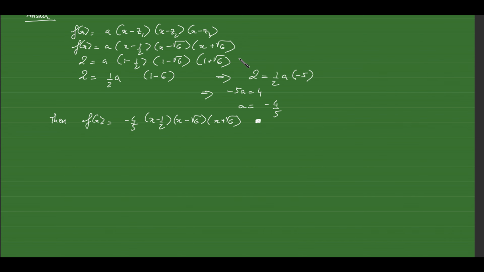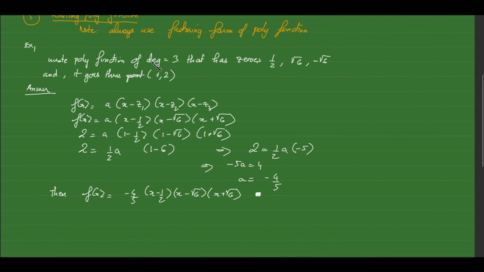Maybe some of you ask me, then where do we use the degree equal 3? Actually, the degree equal 3 over here tells you that we have 3 factors, right? Because each factor is a first degree, so you add them up and it gives you the third degree.